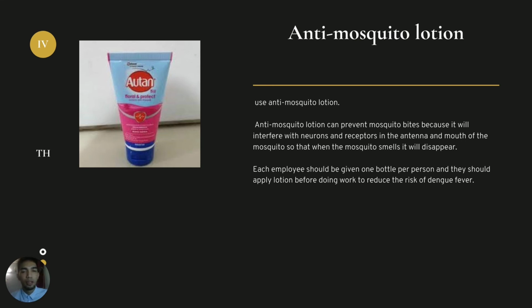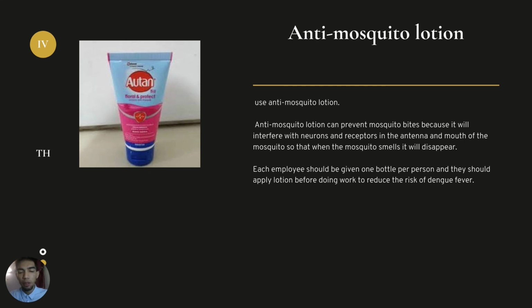The second one is anti-mosquito lotion. Working in an environment that has a lot of mosquitoes is very dangerous because some mosquitoes carry dangerous diseases when they bite humans. An example of the disease carried by mosquitoes after biting humans is dengue fever. This fever can affect human health, especially if the patient's antibodies are weak.